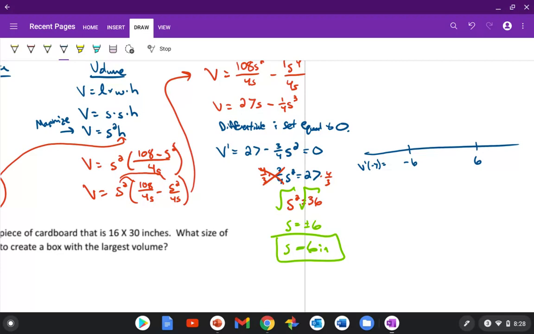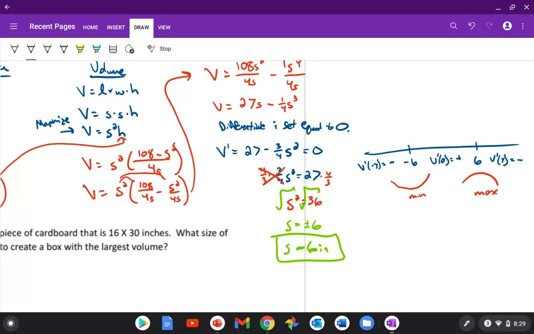So we just plug it in there. And that would give us 27 minus 4/3 times -7 squared. That's going to give you a negative. And then if you plug in v prime of 0, that's going to give you a positive. And then if you plugged in v prime of positive 7, that's going to give you a negative. So then what you'd have happening is a negative to positive here, so that'd be a min, and then a positive to negative, so it'd be increasing to decreasing, so that'd be a max. So that tells us there's a max at positive 6.